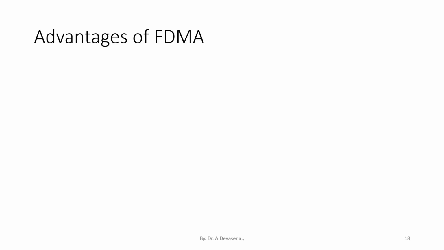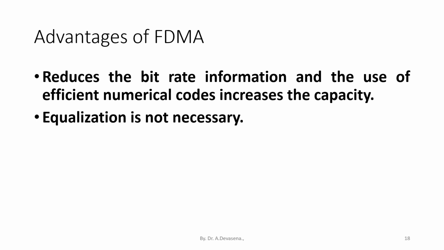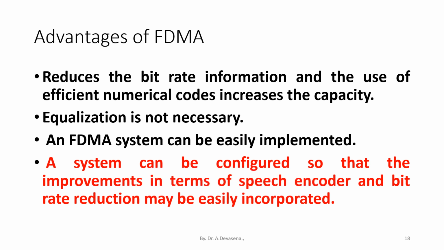Let's see the advantages of FDMA. It reduces the bitrate information, and the use of efficient numerical codes increases the capacity. Equalization is not necessary in FDMA. An FDMA system can be easily implemented. A system can be configured so that improvements in terms of speech encoder and bitrate reduction may be easily incorporated.